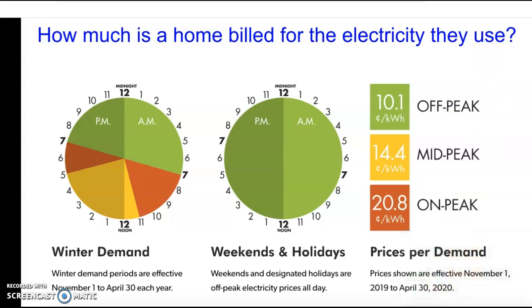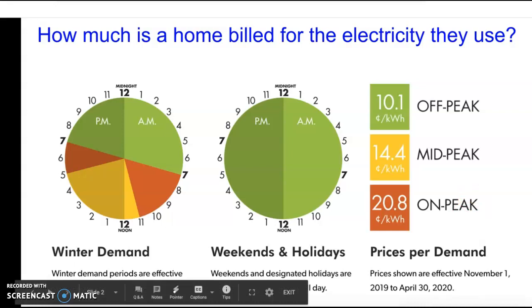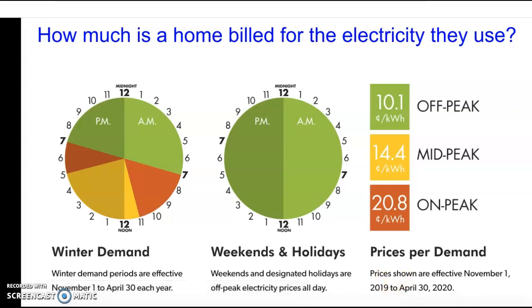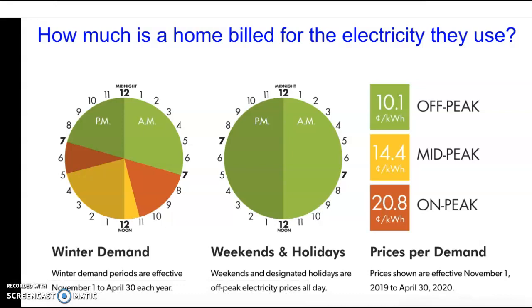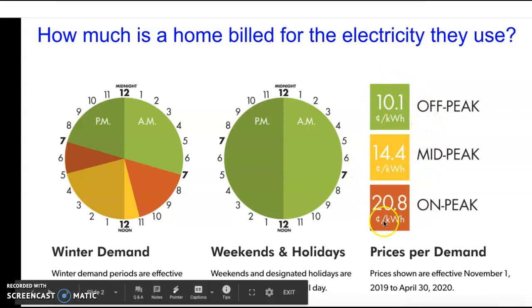Well, first of all, I'm going to point your attention to the bottom right corner here. This says prices per demand. Prices shown are effective November 1st, 2019 to April 30th, 2020. Okay, so these are the current rates for this 6-month period from November to April. However, that has changed due to COVID-19, but I'll talk about that in the next slide. So during this period of time, there's 3 prices here. You'll notice on the right-hand side, there's 3 prices.